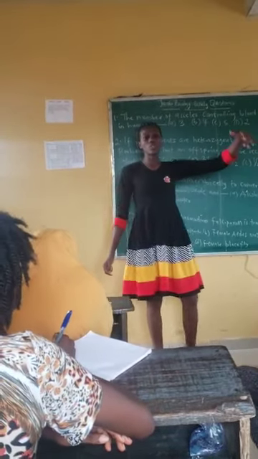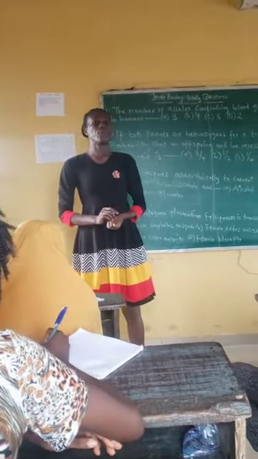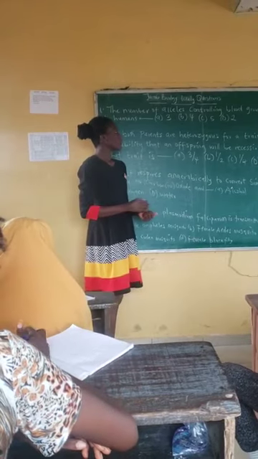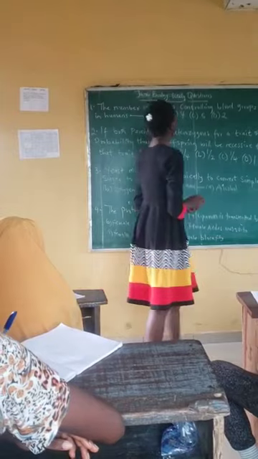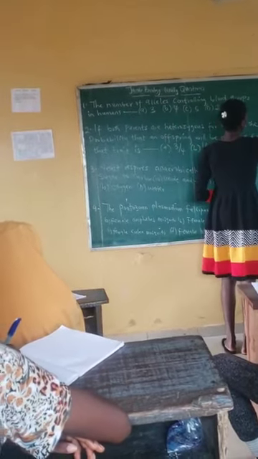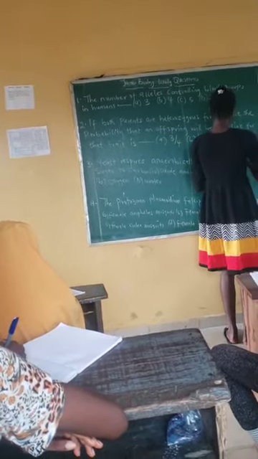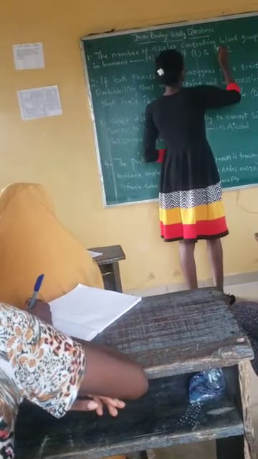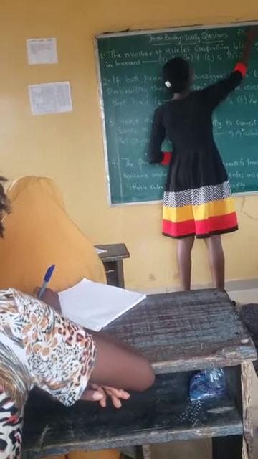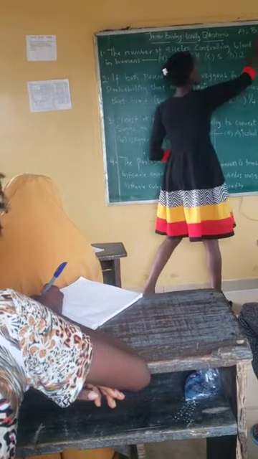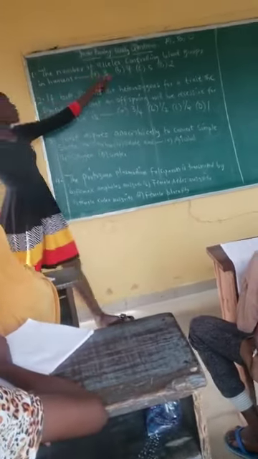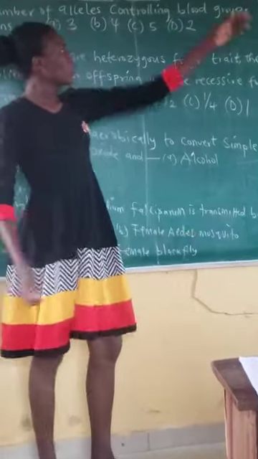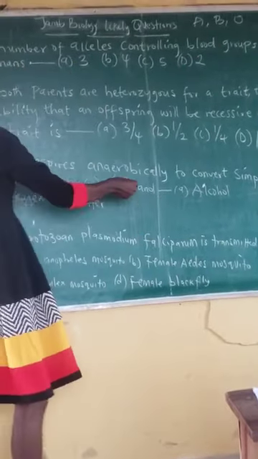Now, to answer this question, in the blood system we have about 3 types of alleles, okay? The alleles are the A, the B, and the O. So we have 3 alleles controlling A, B, and O. So the answer here is A.